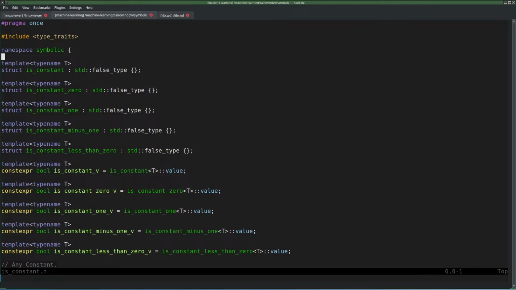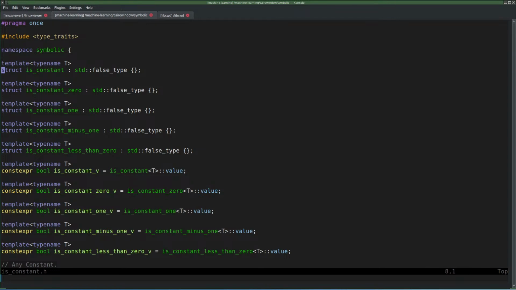I'm defining no less than 5 things here. Something that will test or return some type where the value is true: if it is a constant, and if it is a constant and 0, and if it is a constant that is 1, if it is a constant that is -1, and finally the fifth, if it is a constant that is less than 0.